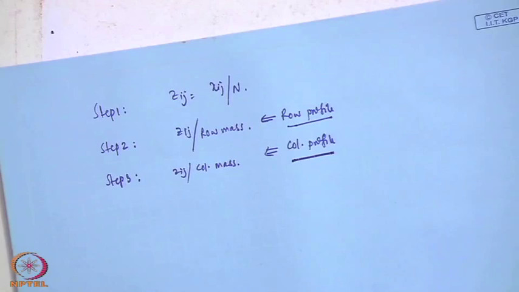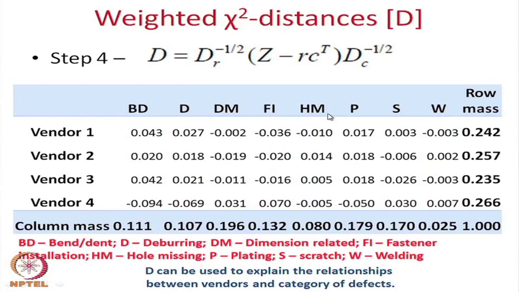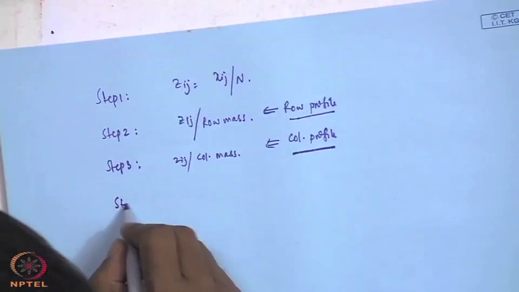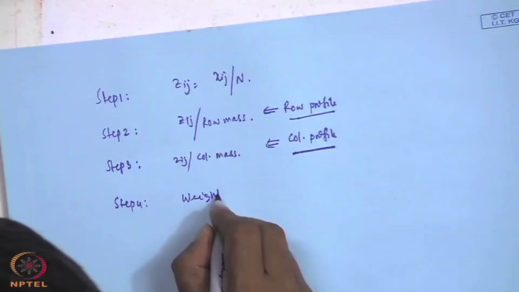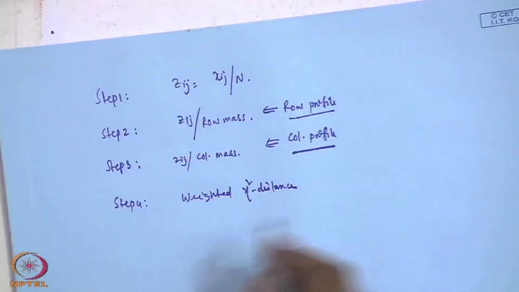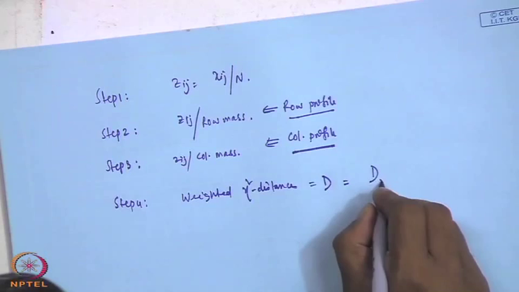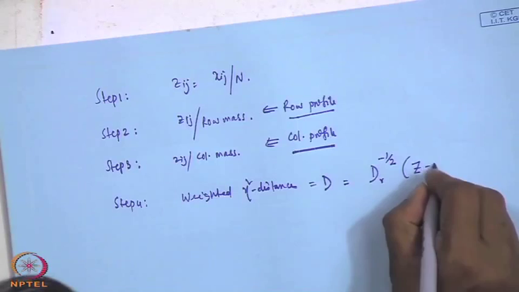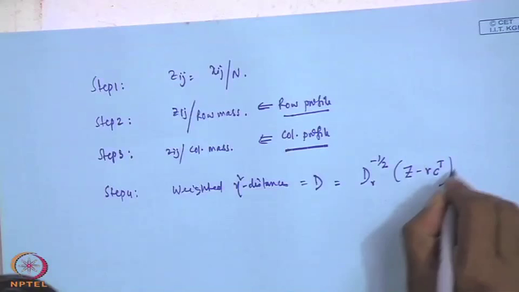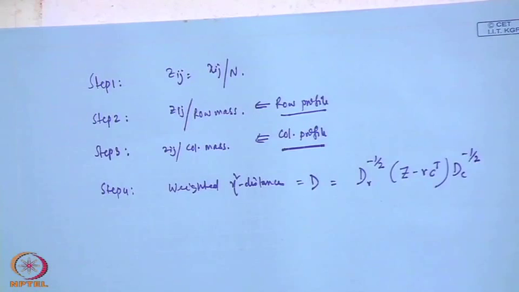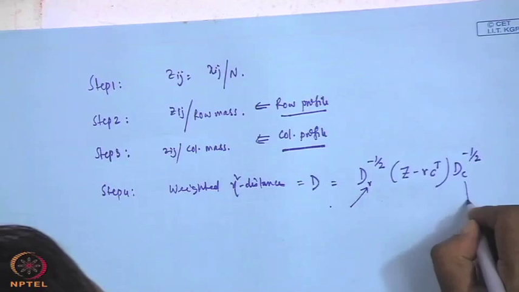Now, we want to combine the two. So, we require some other measure, which is known as step 4, the weighted chi square distance. Okay. The weighted chi square distance, which we are talking about as d, is calculated like this: d equal to D_r to the power minus half, into Z minus r c transpose, into D_c to the power minus half. Here r stands for row, c stands for column.